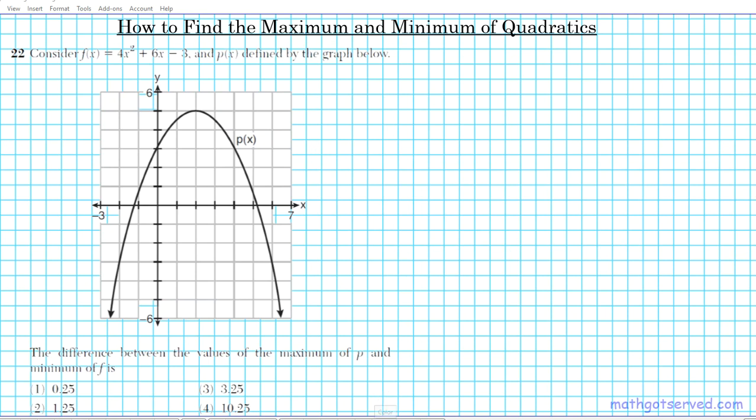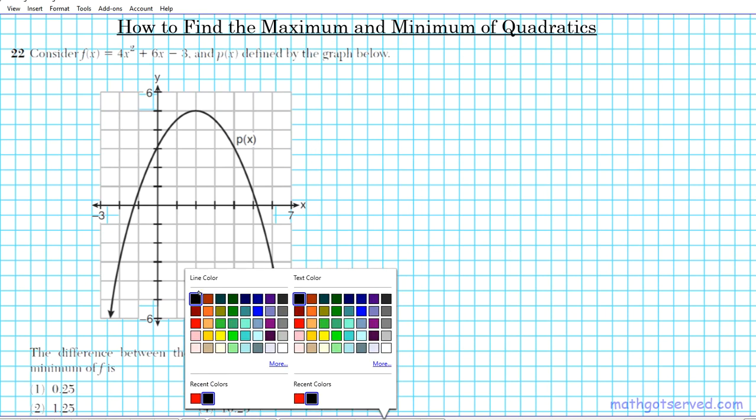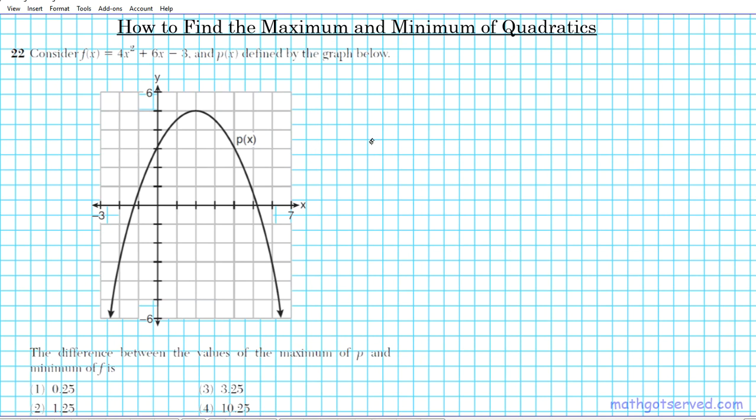So what we are looking for in this problem is basically the difference between P max and F min. All we're just looking for is P max minus F min.